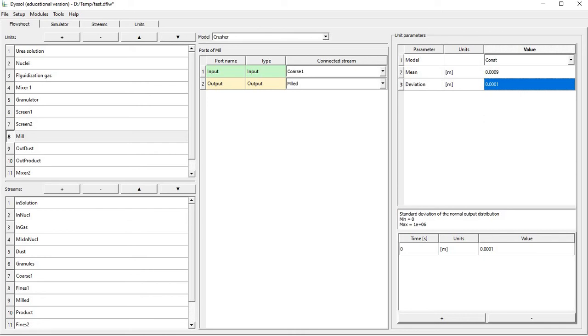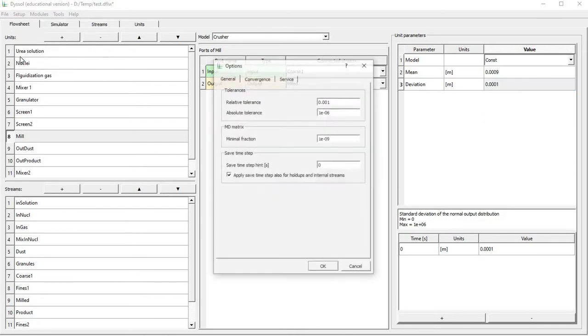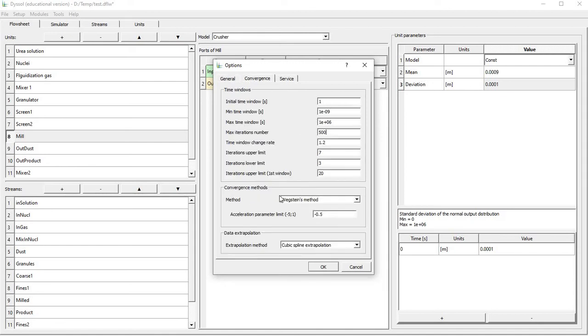And the last important part which should be defined here is the calculation options. Here we should specify relative and absolute tolerances for calculations. I will specify them as 1e-4 and 1e-8. Later on, it's necessary to define the convergence method. In this case, the default value will be used, the Wegstein method, and the extrapolation method. I will just pick the linear extrapolation method.